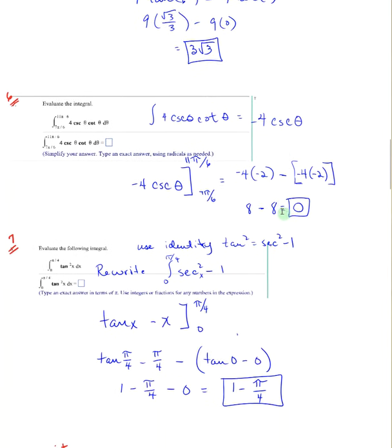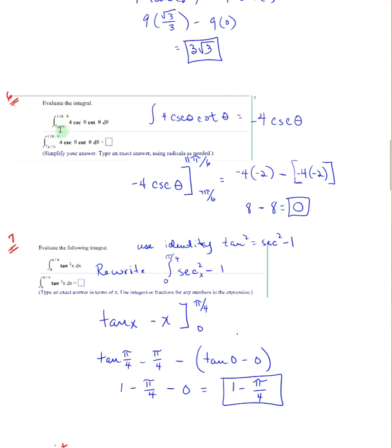Let's look at 6. We have another trig one. From 7 pi over 6 to 11 pi over 6, we're evaluating 4 cosecant theta cotangent theta. We actually have a rule for the integral of cosecant cotangent, and it is equal to negative cosecant. So we get negative 4 cosecant theta if you integrate. So now we're going to evaluate negative 4 cosecant theta from 7 pi over 6 to 11 pi over 6.